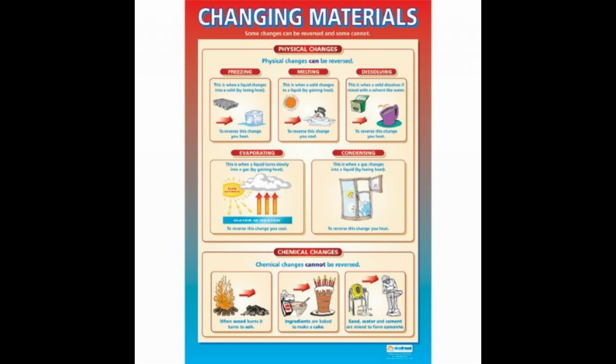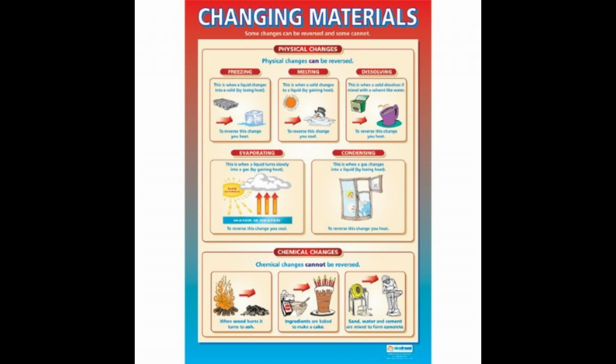This poster that you're seeing right now shows that there are physical changes in materials as well as chemical changes. If you need to, go ahead and pause right now and have a read through it. What you're going to find is that physical changes can be reversed. That means when you change the material, it can go back to what it originally was. But if you look down, a chemical change cannot be reversed. So that means when you change it, it can't go back to what it was before. It's stuck in that new state.